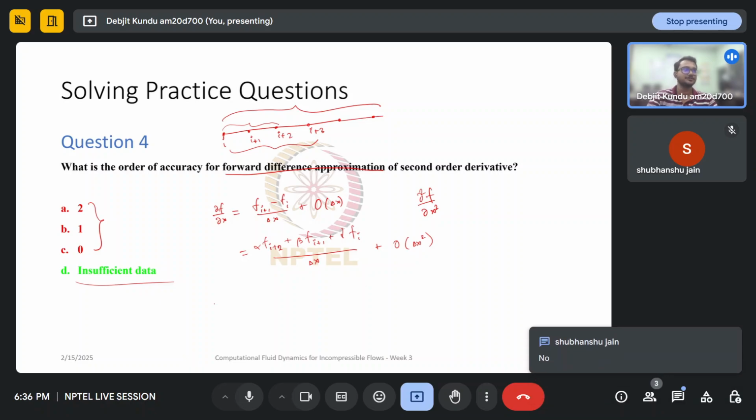The main point over here is that the number of points determines the order of accuracy. If you want a higher order of accuracy, you can choose a scheme which uses more points. Then your math will be messy. That's the trade-off you have to make for a higher order of accuracy. Anyway, okay, so let's move along.